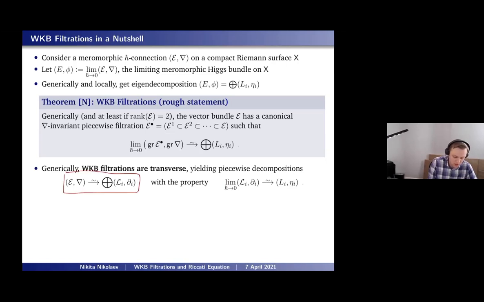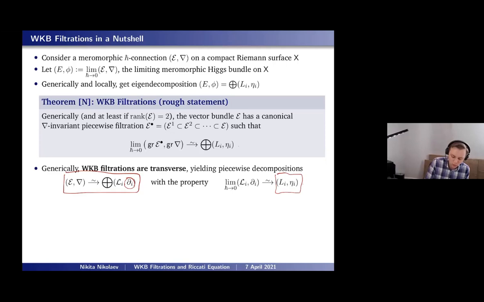my vector bundle E of, say, rank 2 into a direct sum of two line bundles with a connection. So this is now a rank 1 connection. And this, of course, has now the property that if that is also an H-bar connection, if I take its limit, then it becomes this eigenspace of the Higgs bundle.